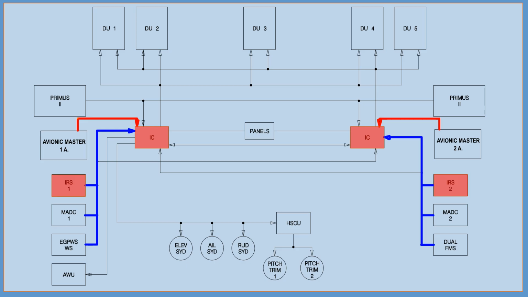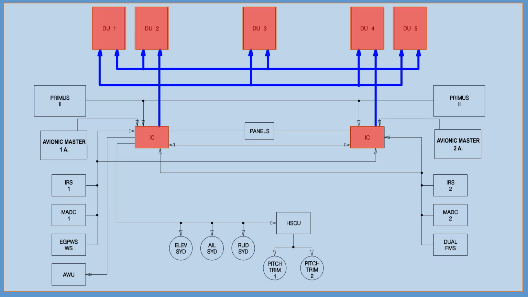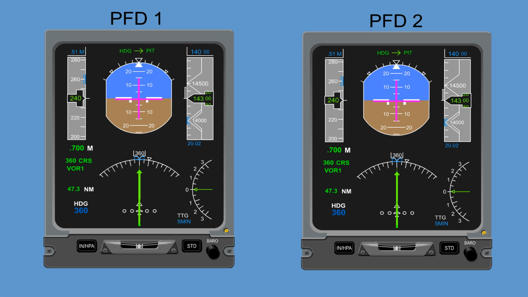For example, the inertial reference system, the micro air data computers, the enhanced ground proximity warning system, and the dual flight management system. Navigation data is sent to the integrated computers through the Primus 2 radio system buses. To show flight director information and messages, the integrated computers supply information to the display units. Finally, the converted flight guidance steering commands will be output from the integrated computers to the servos and the pitch trim system. The flight guidance system information will be displayed on the primary flight displays.